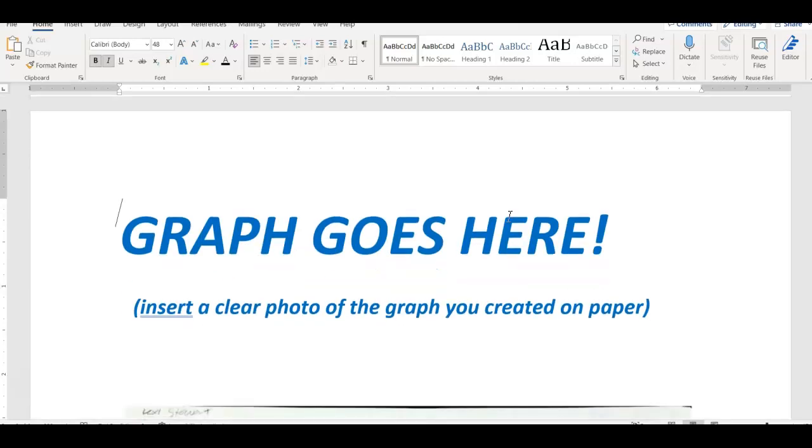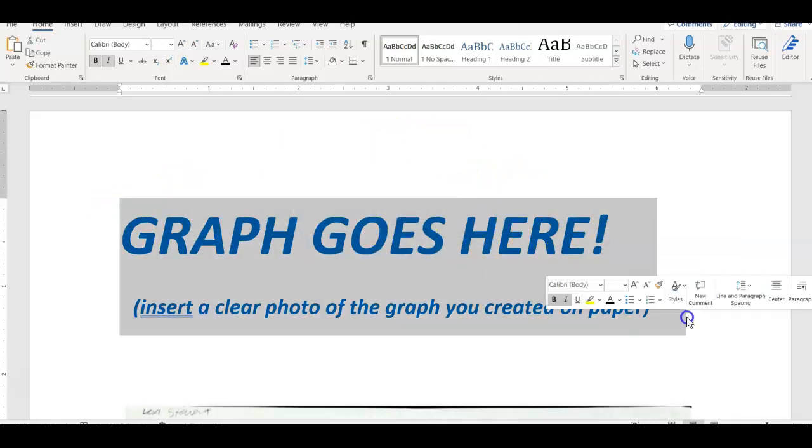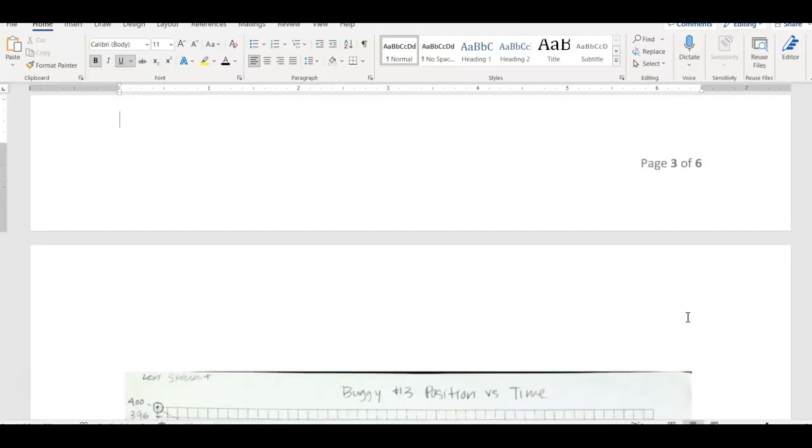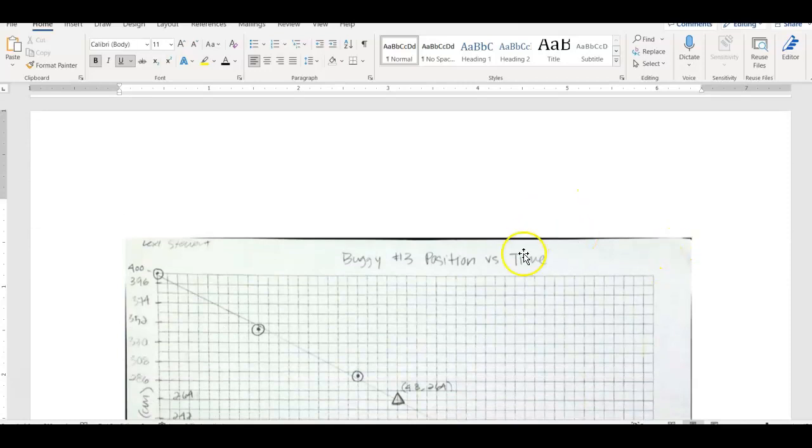After the table, there's going to be a page where you paste in a picture of your graph. We do not want to leave this blue text that is telling you what goes on this page. Instead, we want to put the actual picture itself. So I'm going to go to view. Let's see here. Yeah, now I can do it.